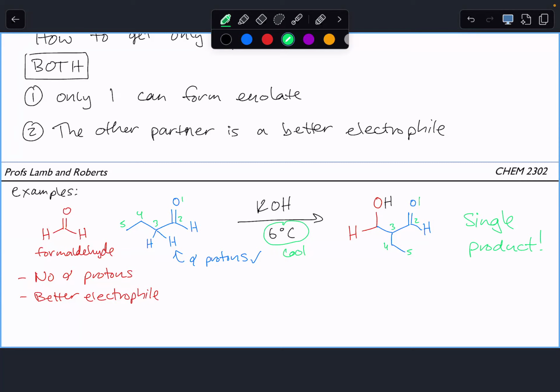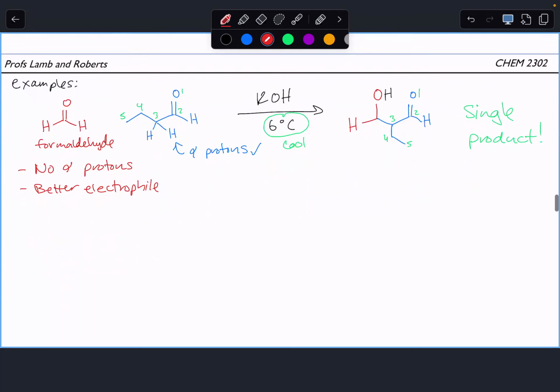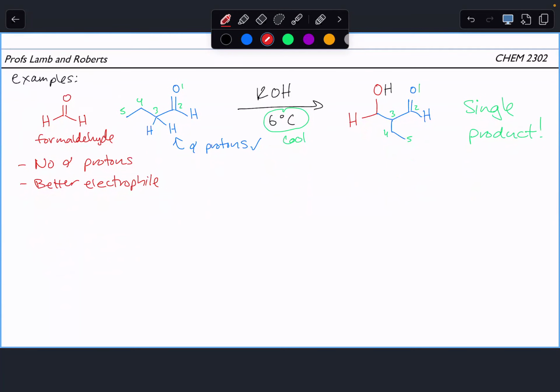Okay, so both of those conditions were true. Only one could form the enolate, and the other one was a better electrophile. The other common example of this is having an aryl aldehyde. So if I have an aryl aldehyde, this carbon right there has no alpha protons. Therefore, it cannot form an enolate.